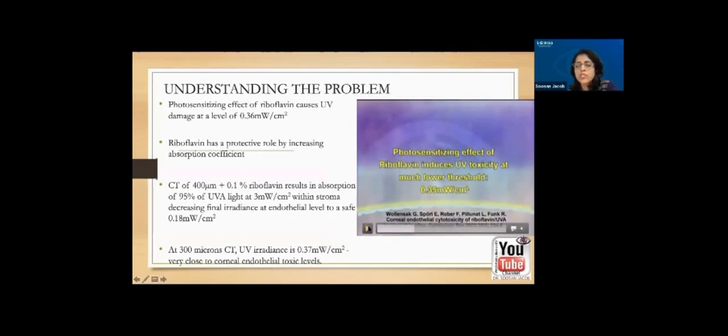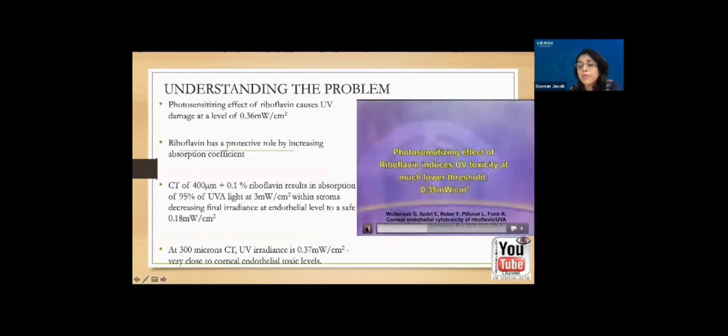So you actually need about up to 4 milliwatts to cause any damage. But riboflavin, which we put in for cross-linking to be able to create those cross-links, is actually a double-edged sword. It helps you as well as causes problems, because it induces UV toxicity at a much lower threshold. So the toxicity when you also add riboflavin to UVA happens at 0.35 milliwatts per centimeter square and not at 4 milliwatts per centimeter square.